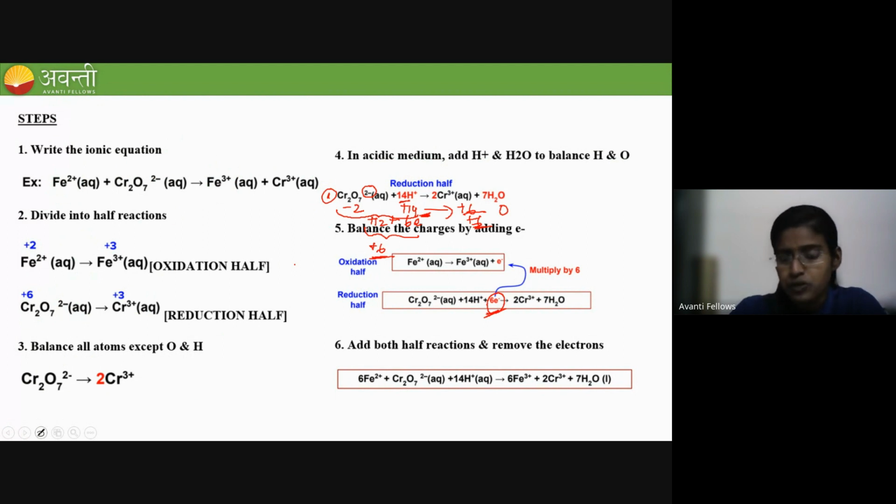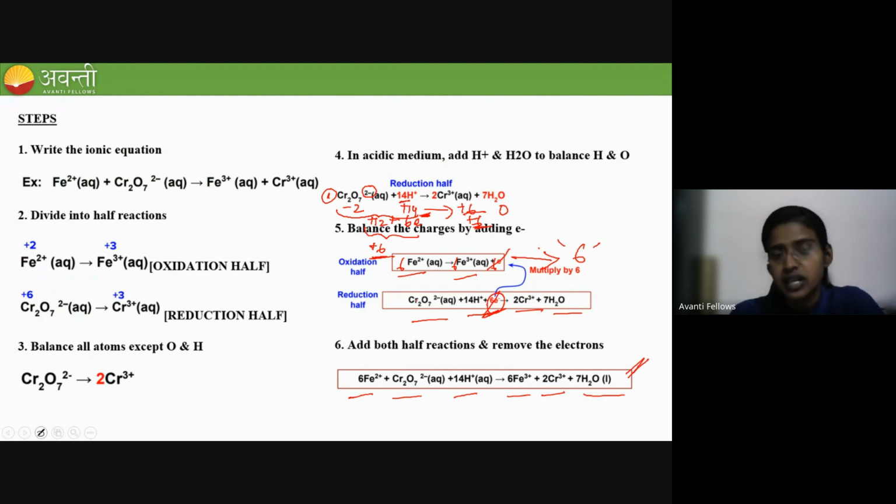If 6 electrons are gained in the reduction half reaction, 6 electrons should be lost in the oxidation half reaction, right? So for that purpose, I am multiplying this oxidation half reaction by the number 6. So if I multiply that by 6, I will have 6 Fe2 plus, 6 Fe3 plus and 6 electrons. Now the common terms, the 6 electrons, cancel out each other, and write the remaining thing: 6 Fe2 plus, Cr2O7 2 minus, 14 H plus, giving 6 Fe3 plus, 2 Cr3 plus and 7 H2O. So this is the balanced redox reaction. Is this clear for all? Any doubt you have from this part?